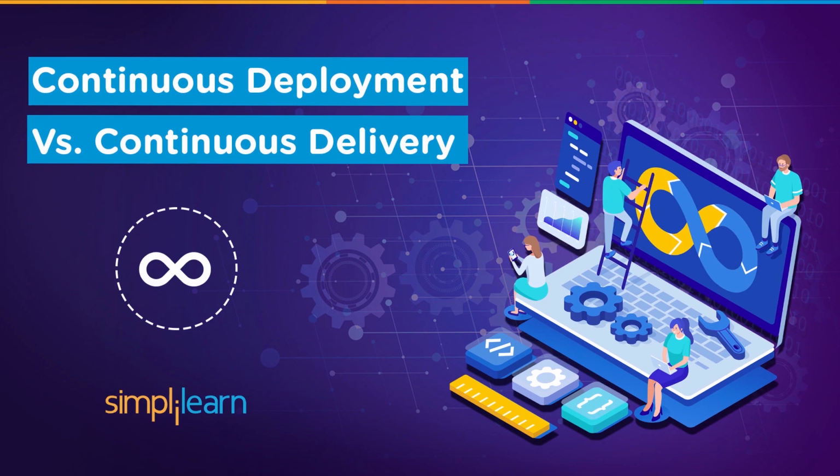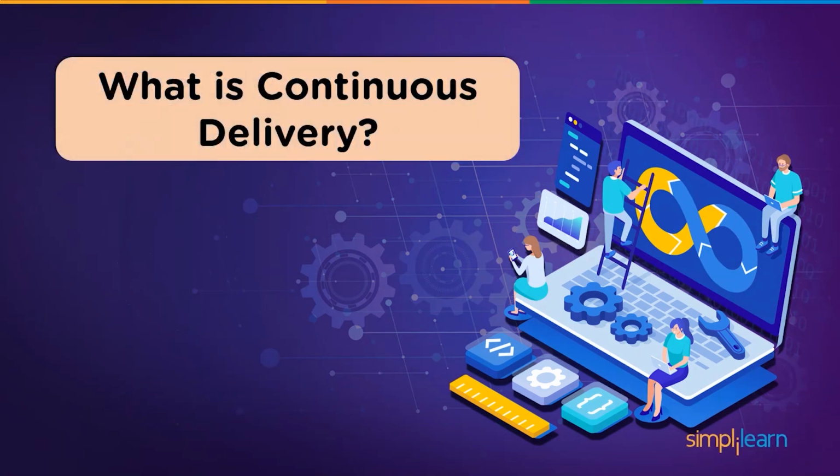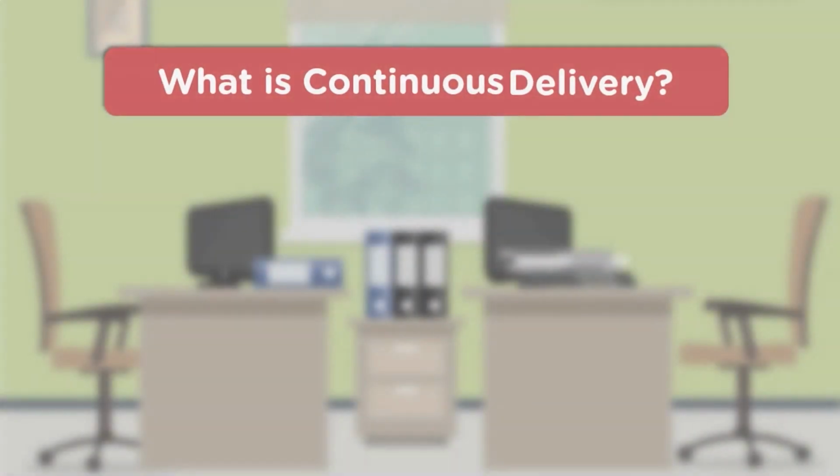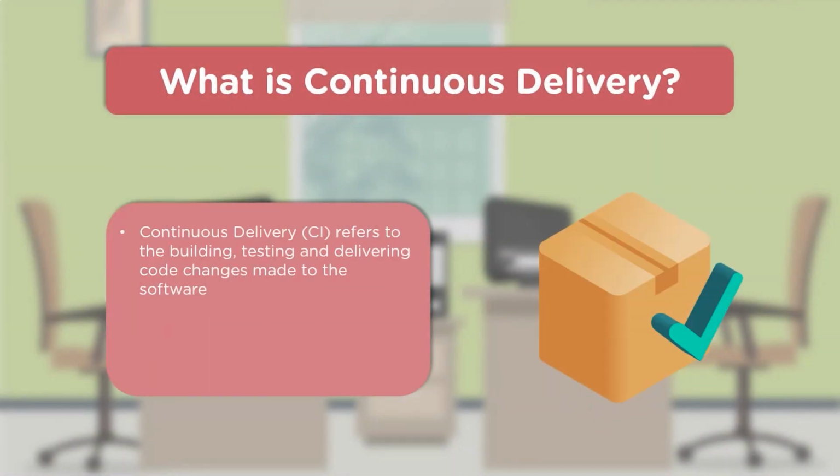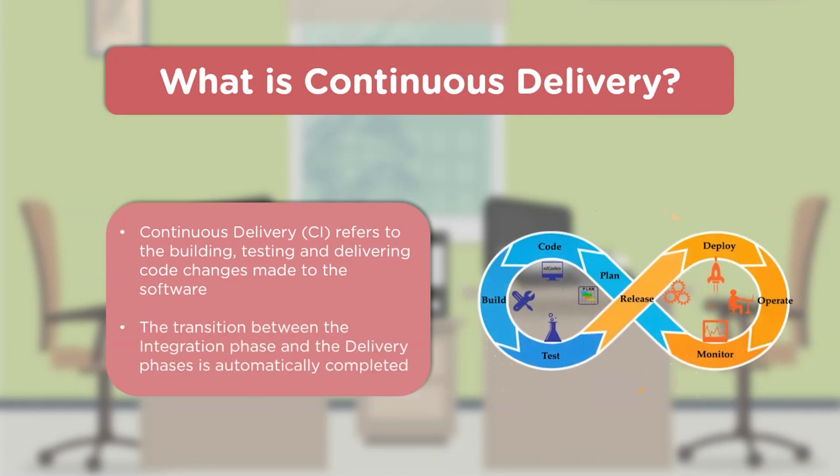But before we go on to see the differences between the two phases, let's first have a look at the basic definitions of both. Henceforth, let's begin with what is continuous delivery. Continuous delivery is a software engineering practice in which code changes are prepared to be released to production. It is to be kept in mind that the code is to be passed through automated unit testing, integration testing, and system testing before being pushed to production. The transition between the continuous integration phase and the continuous delivery phase is automatically completed, which includes automated testing at unit, integration, and system levels.